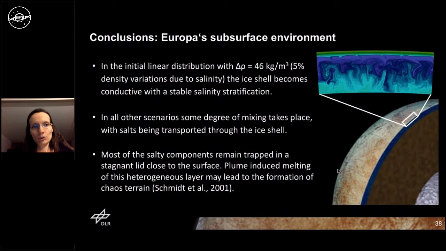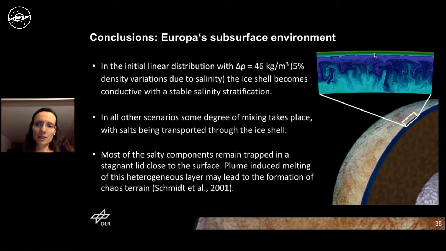So to conclude this part, in terms of the distribution of salts through the ice shell, if we have an initial layer distribution with a relatively high concentration of salts, then the ice shell becomes conductive with a stable salinity stratification. But in all other scenarios, we observe that some mixing takes place in the ice shell, with some of the salts being transported through the ice shell. And most of the salty components remain trapped here close to the surface in a stagnant lid.